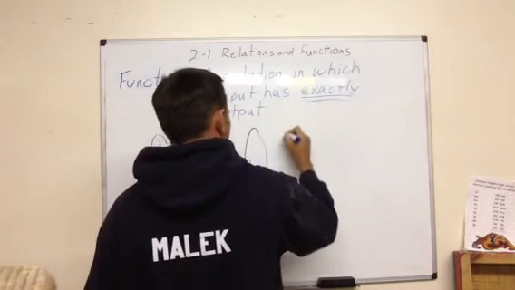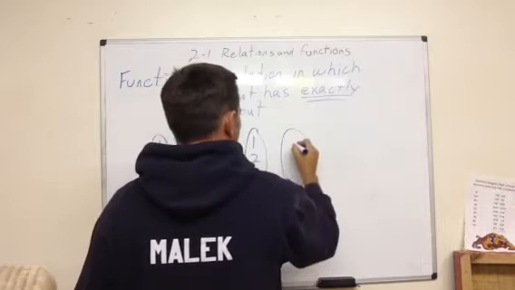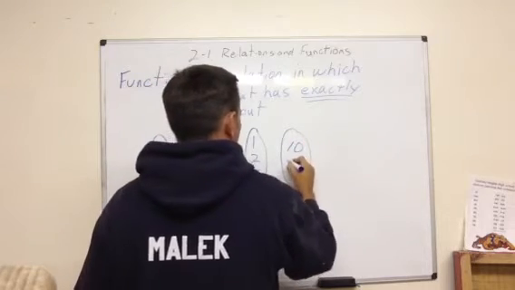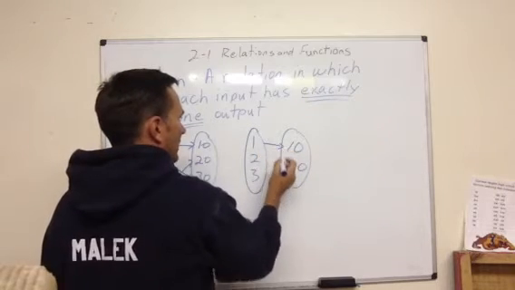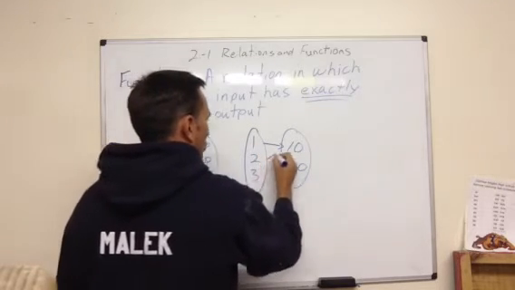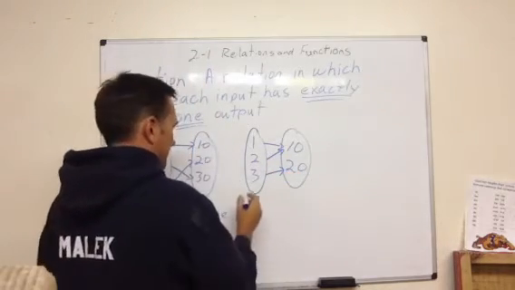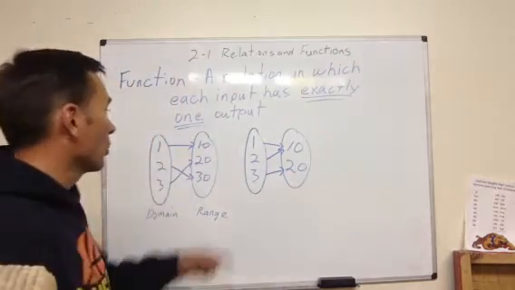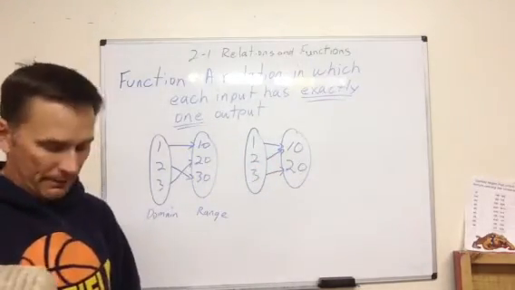Let's look at another one. Let's start with 1, 2, and 3 again. This time, we only have 10 and 20. Let's say 1 goes to 10, 2 goes to 10, and 3 goes to 20. So as an ordered pair, this would be (1, 10), (2, 10), and (3, 20).